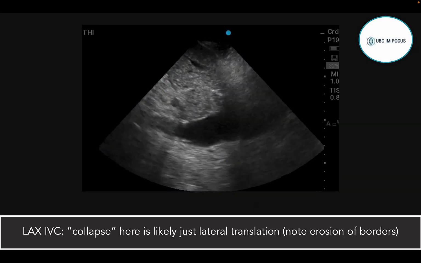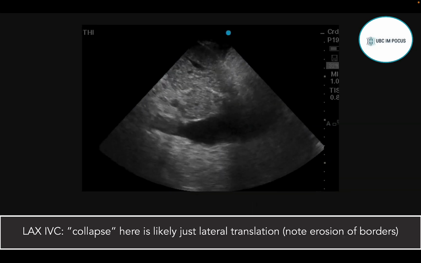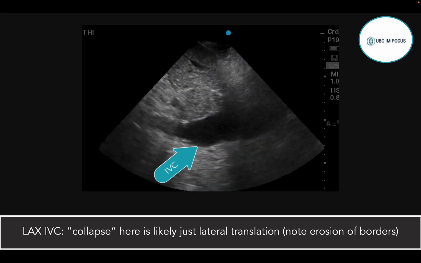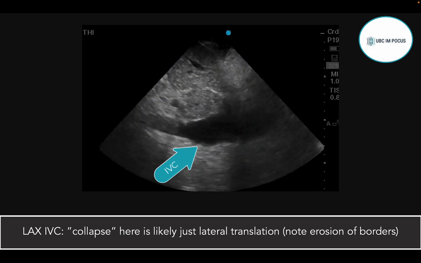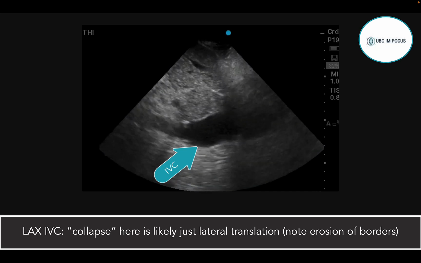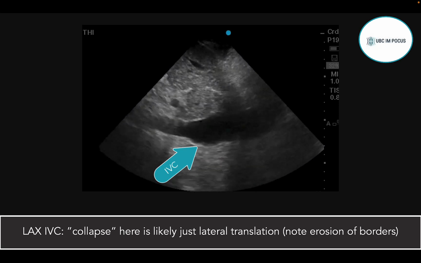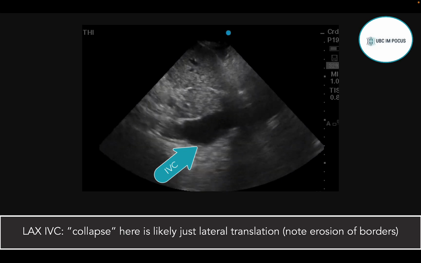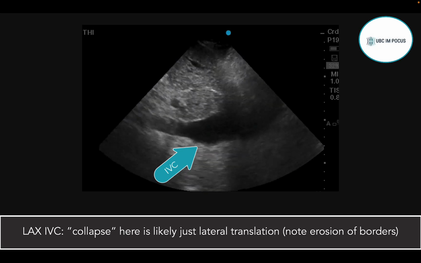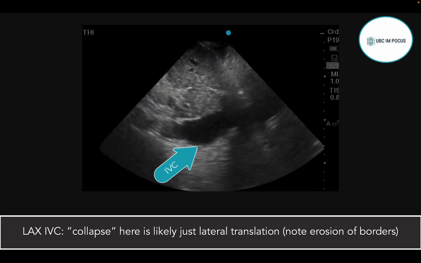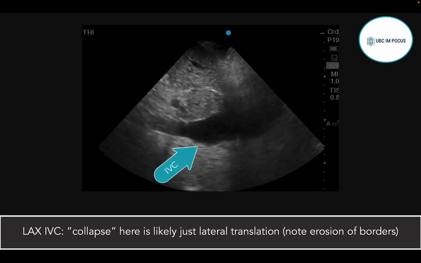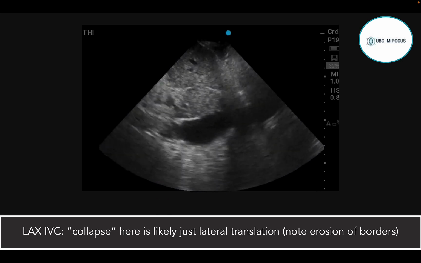This is another good example of probably some false collapse with respiration. Although this does look like a fairly big IVC, we think we're seeing some collapse, but you note that the borders of the IVC are just eroding there. It looks like the liver is encroaching on the IVC. So my guess would be that this IVC is just moving out of our plane of view with respiration. So a short axis view is a really nice check of that. You can see if the IVC actually is changing in size or if it's just moving laterally as the patient breathes.